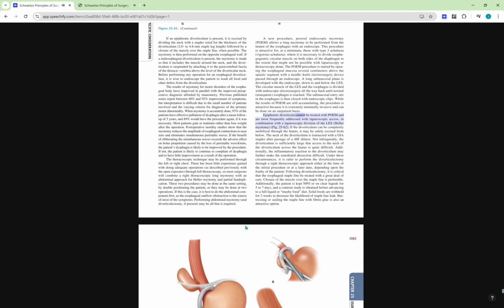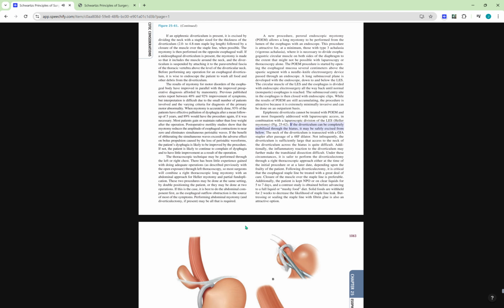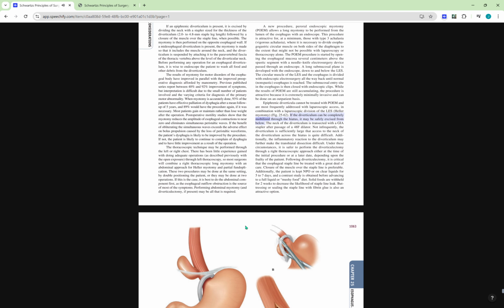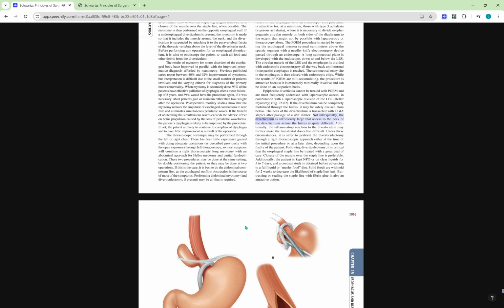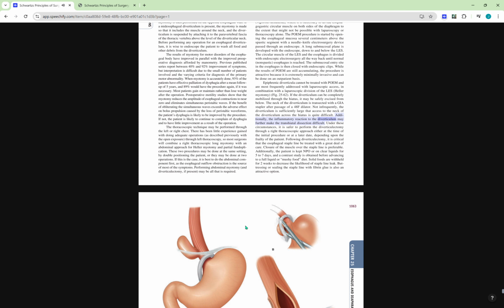Epiphrenic diverticula cannot be treated with POEM and are most frequently addressed with laparoscopic access in combination with a laparoscopic division of the LES. If the diverticulum can be completely mobilized through the hiatus, it may be safely excised from below. The neck of the diverticulum is transected with a GIA stapler after passage of a 48 French dilator. Not infrequently, the diverticulum is sufficiently large that access to the neck of the diverticulum across the hiatus is quite difficult. Additionally, the inflammatory reaction to the diverticulum may further make the transhiatal dissection difficult.